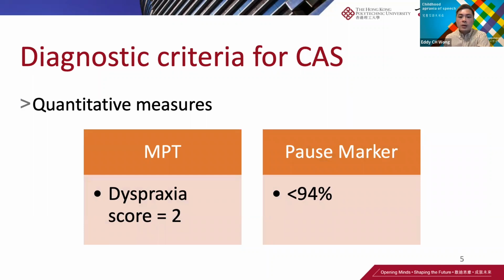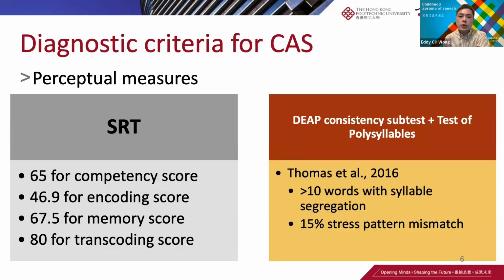In order to make a diagnosis of CAS, diagnostic criteria should be adopted. The maximum performance task gives a dyspraxia score. A score of 2 indicates the presence of CAS in the children. On the other hand, a pulse marker index smaller than 94% indicates the presence of CAS. For the syllable repetition task, 4 scores can be calculated. Each of the scores has a cutoff point to indicate the presence of CAS in the children.